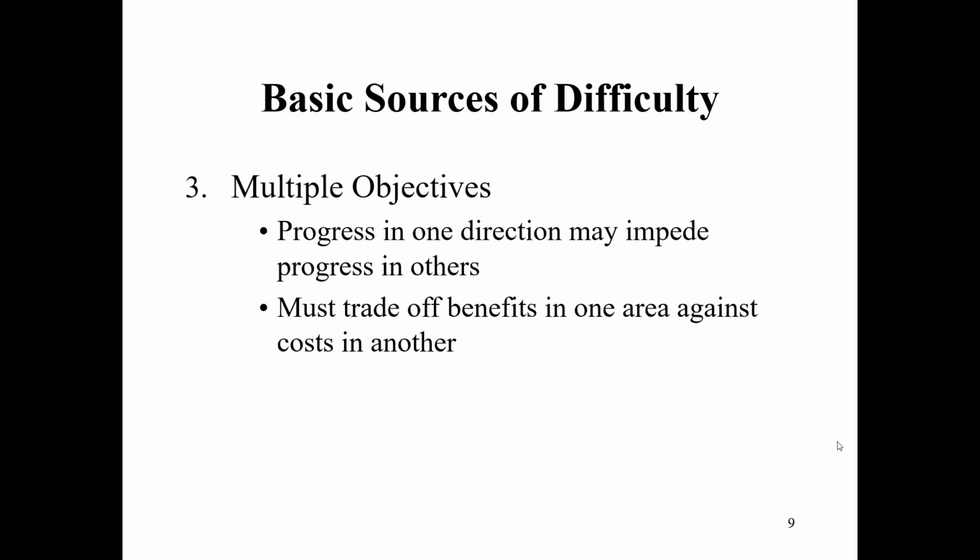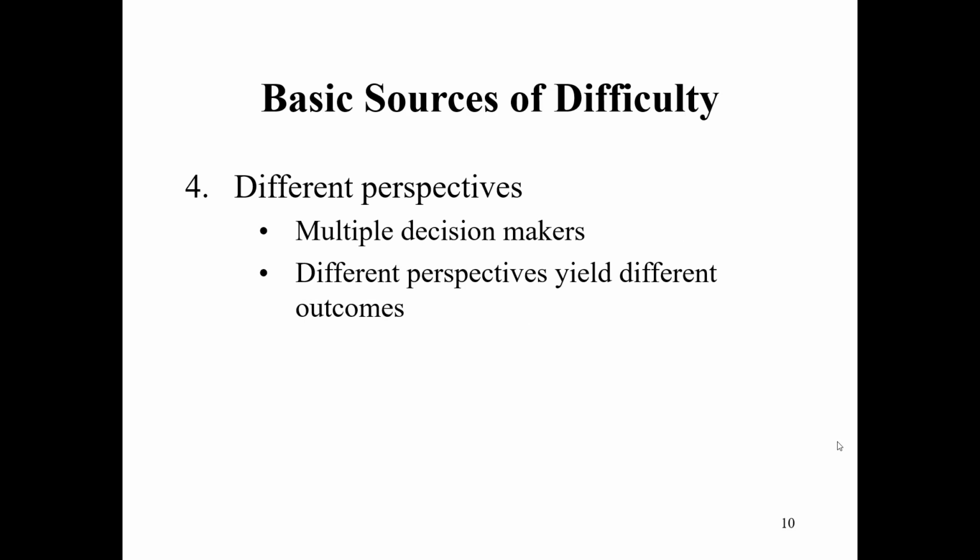And as I already mentioned, multiple objectives. Progress in one direction may impede progress in others. If you want to bring some improvement on one side, maybe that improvement will not be good for the other side. Okay, must trade off. So in order to optimize, we definitely need to do some trade-off. We need to sacrifice something, so we must trade off benefits in one area against costs in another.